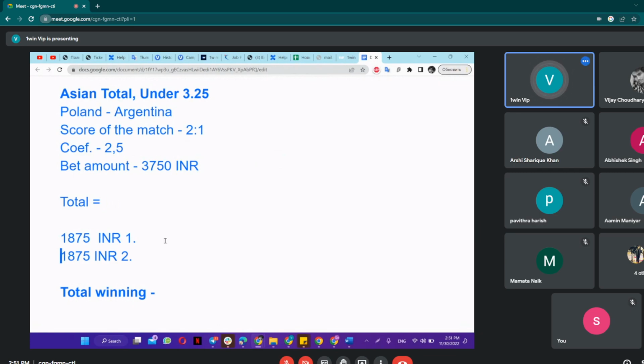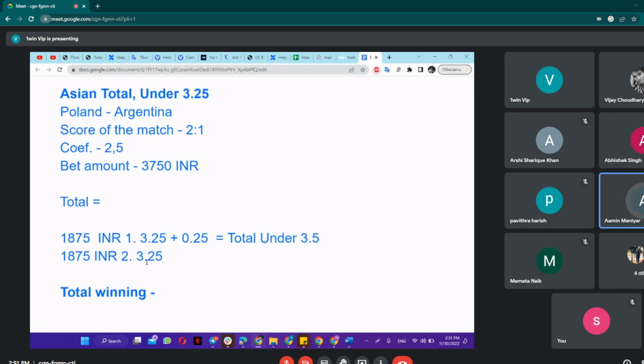We divided the amount, and now we have 3.25 plus 0.25. The total is 3.5, right? 3.5, yeah. And the other one? The other one we have 3.25 minus 0.25. We are taking off 0.25, and it will be 3. The total will be 3.